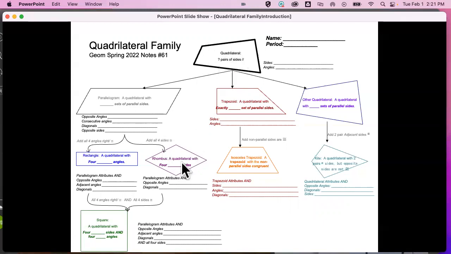And unfortunately, here's where my little analogy falls short, because if the square is a product of a rectangle and a rhombus, what does that mean?